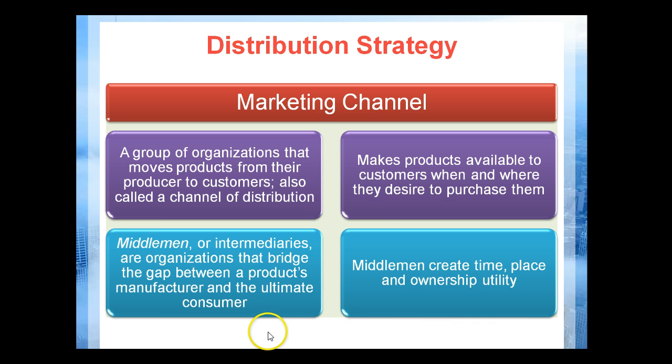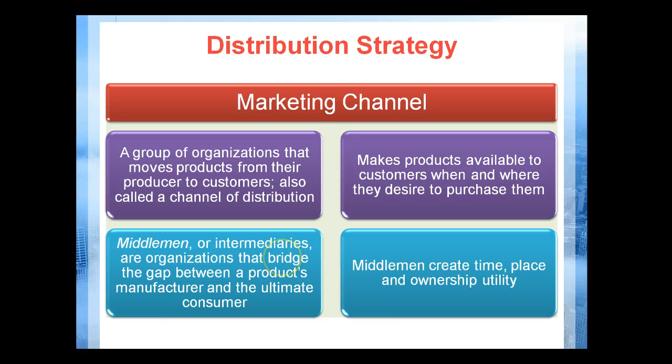Sometimes it's not really critical, but it's another mechanism that organizations will use, and they'll use an intermediary or a middleman that will bridge the gap. And again, manufacturers sometimes do provide the products to the ultimate customer, but it's not always feasible or efficient for them to do so, in which case they would use middlemen to do that.